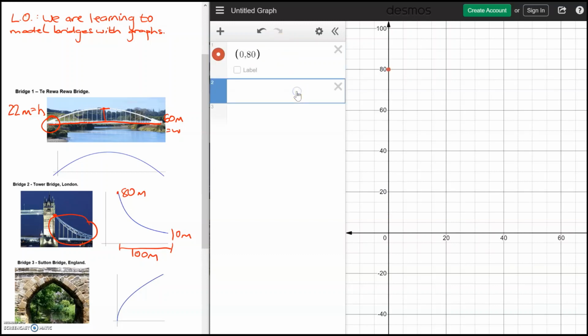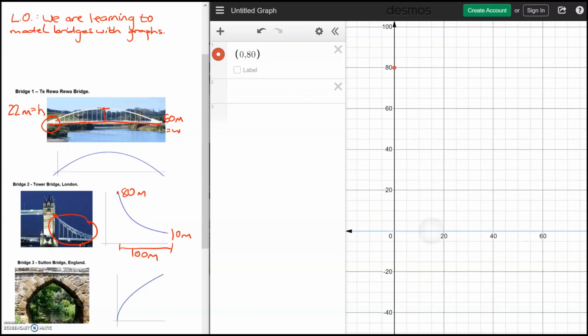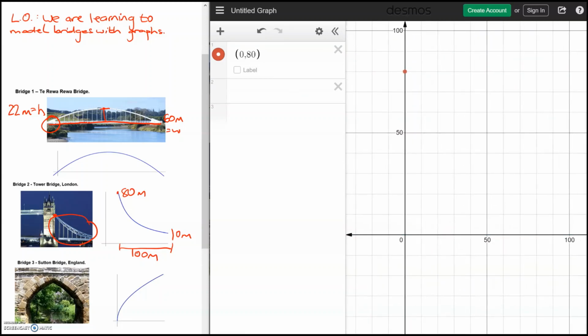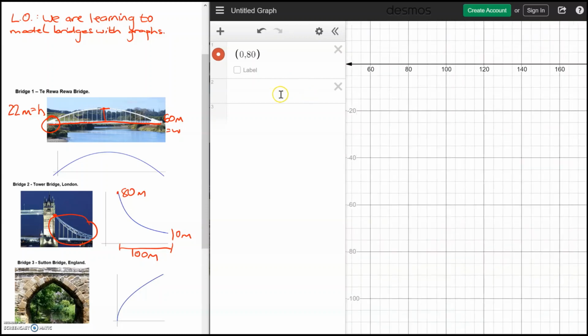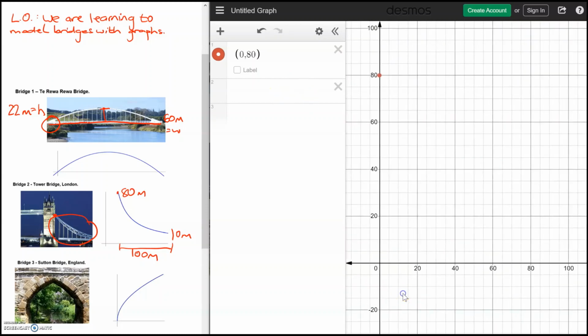So that's now on our graph. And I'm just going to adjust the scale of my x-axis so everything fits in. There we go. So it's 80. And we also know this point here, well, that should be 10 point. So x is 100 and y is 10. So we do know those 2 points.